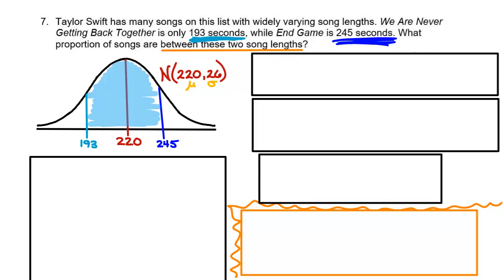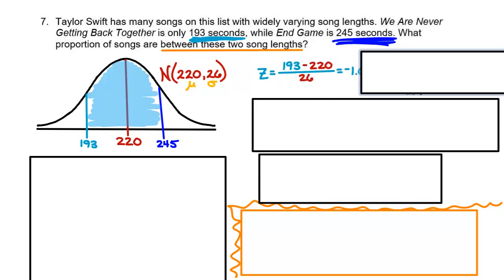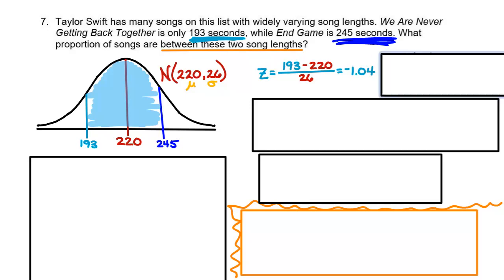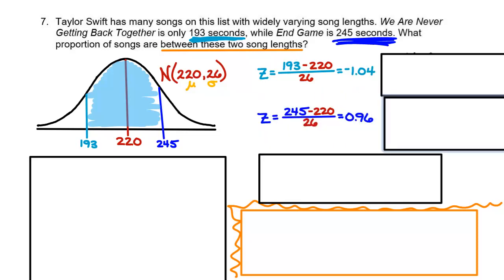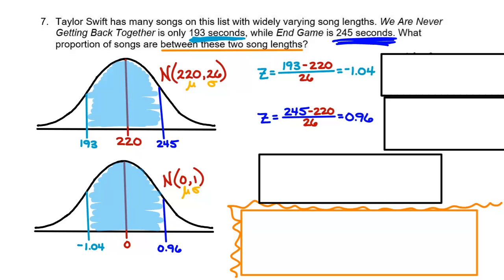Does anybody have a Z-score for 193 for me? Negative 1.04 when we round it to two decimal places, right? What about for 245? 0.96. And then I wanted you to draw a standardized normal curve. Should look like this. We've got the negative 1.04 over on the left because it is below the mean, 0.96 on the right because it's above the mean. Make sure that you are doing this.